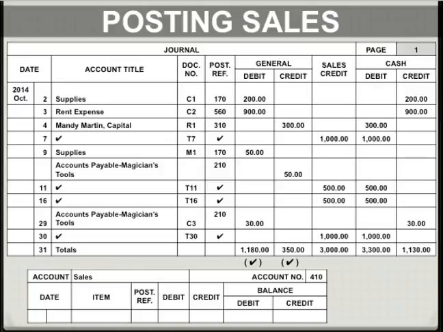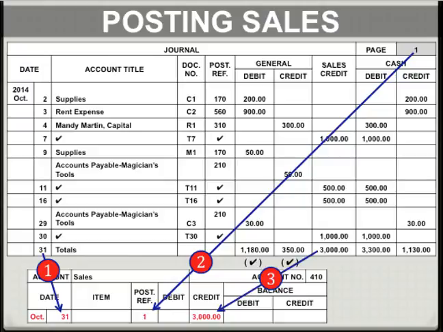First, record the date from the totals row in the date column of the sales account. Second, write the journal page number in the post reference column of the account. Third, write the column total in the credit amount column in the sales account. Fourth, write the new account balance. Because it is the first entry, the account balance will be the same amount. Fifth, in the journal, write the sales account number in parentheses below the sales credit column.